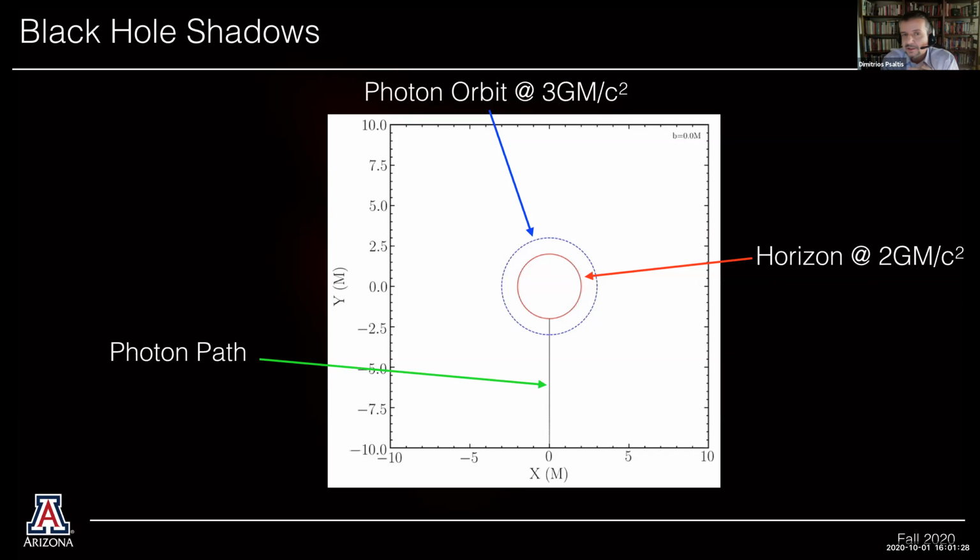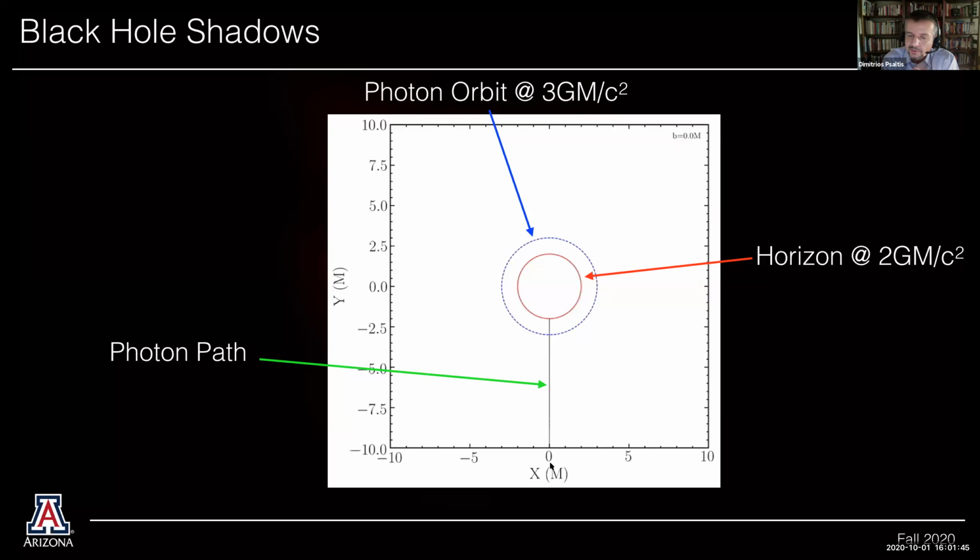The red one is the horizon. The blue one is the photon orbit at 3 gravitational units. And the black line is a path of photons that reach the observer far away, the screen of the observer, but I trace them backwards towards the event horizon.